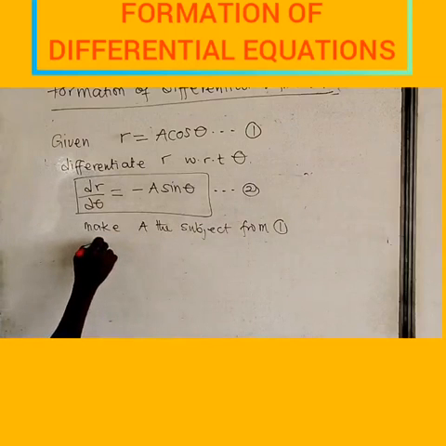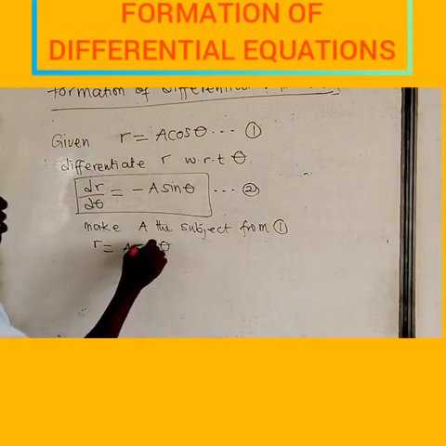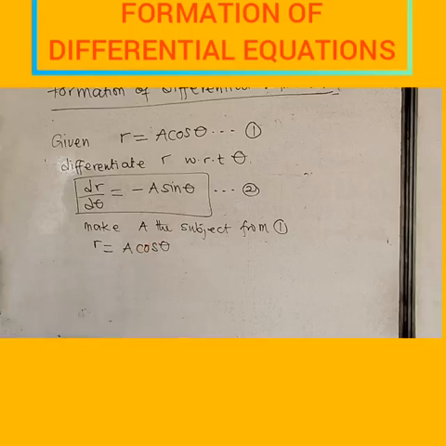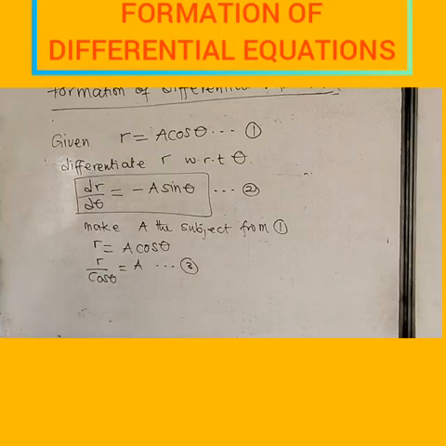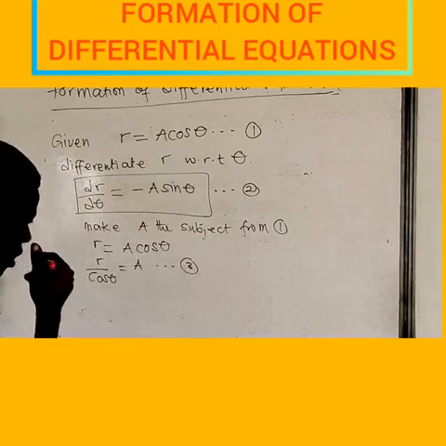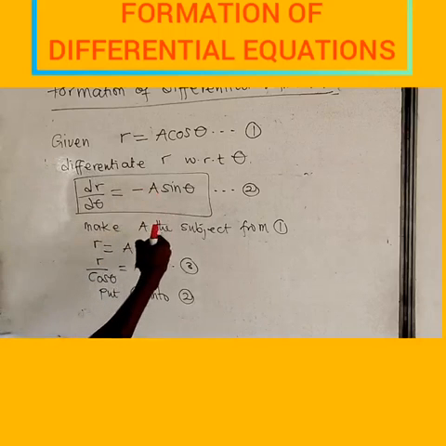From equation 1 we have r is equal to a cos theta, and we are asked to make a the subject here. So we have r over cos theta is equal to a. We can name this equation 3. Now since this is our equation 3, we can put equation 3 into equation 2 to replace the a. What we don't need, we have to eliminate.